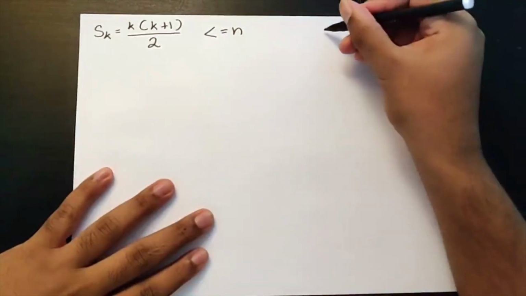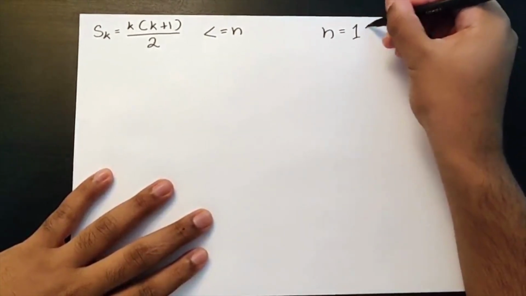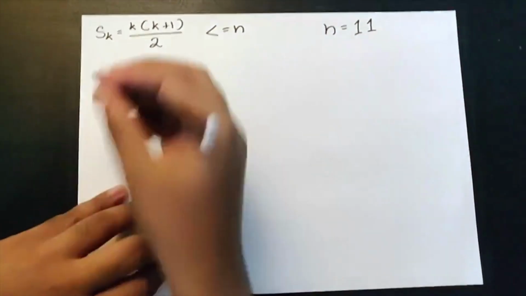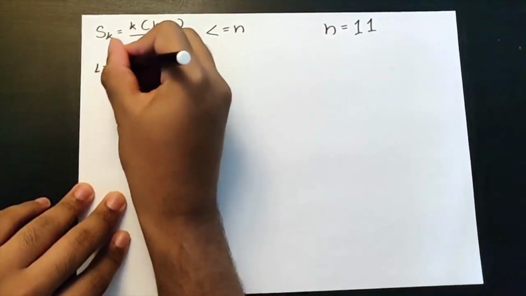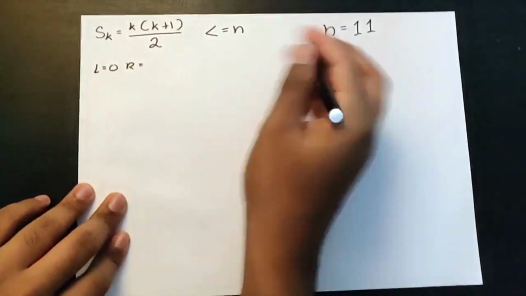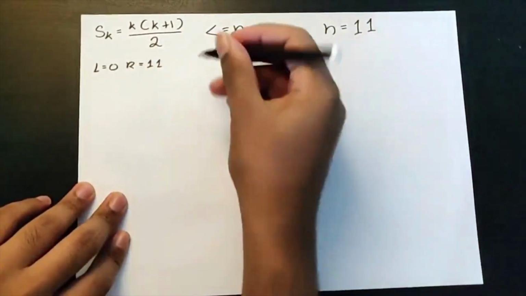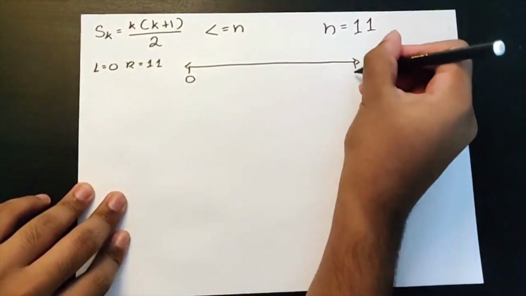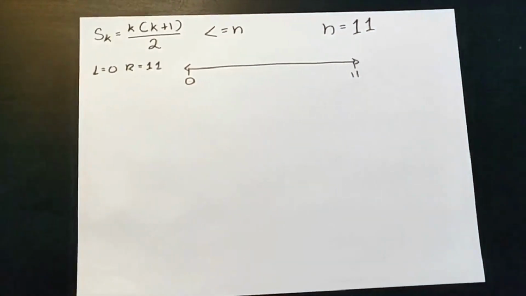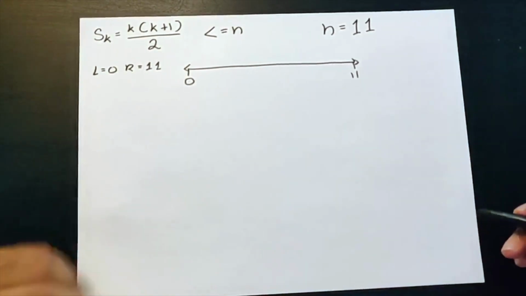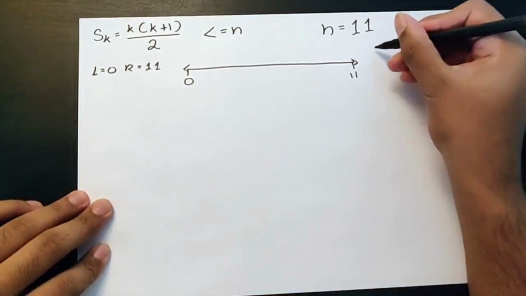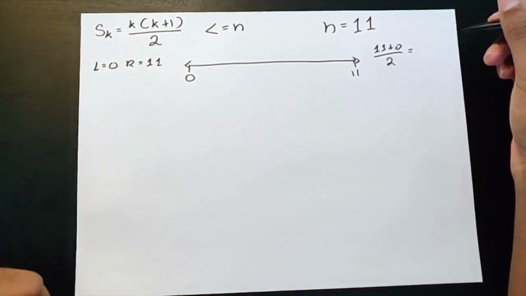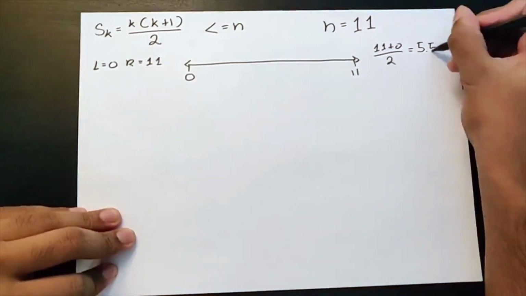As an example, we're going to take n equal to 11. So we have 11 coins. First we're going to set a left and right value. In the beginning, we're going to set our left value to 0 and our right value to n, so in this case, 11. Let's draw a quick number line. It's going to start at 0 and go all the way to 11, and you have all the numbers in between. Our first step is going to be to find the middle number. To do that, we're going to add the right and the left, so 11 plus 0 divided by 2. In this case, we get 5.5. But we only want whole numbers.